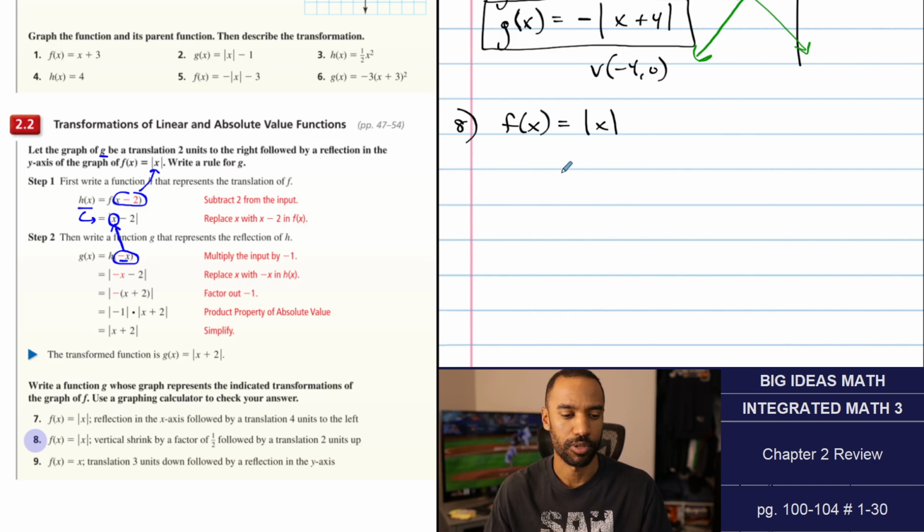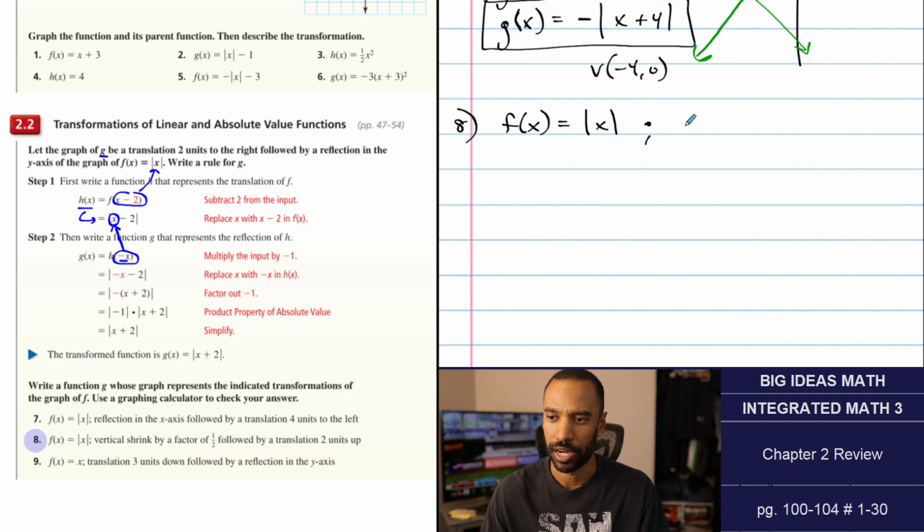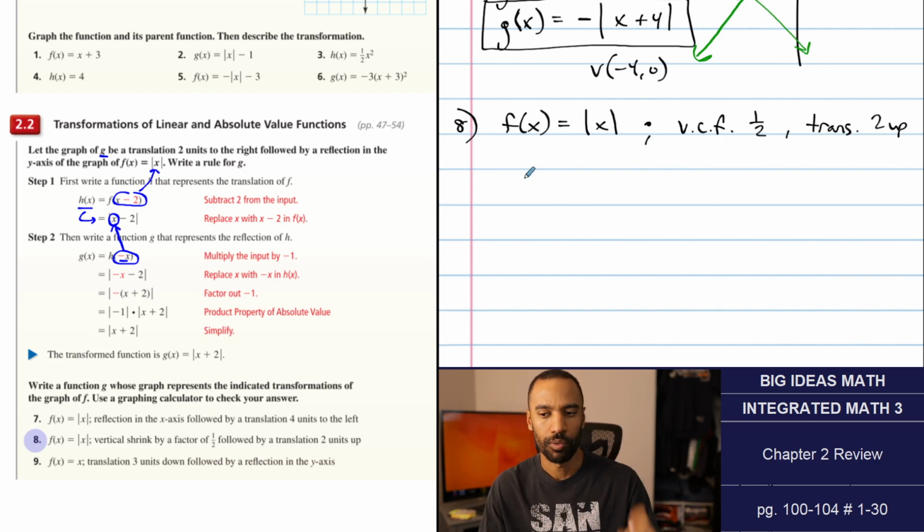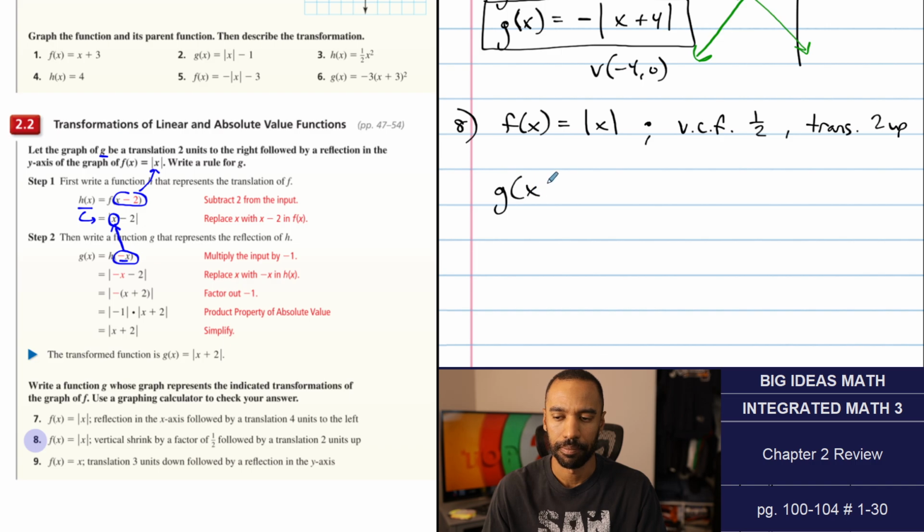So f of x equals absolute value of x. Oh, and I didn't mention this stuff here. I'll bring it up this time. Vertical shrink, I call vertical compression by a factor of 1/2, and then followed by a translation 2 units up. Okay, so this one also seems to be in proper order, which means I can use this kind of in a one-step bit right here.